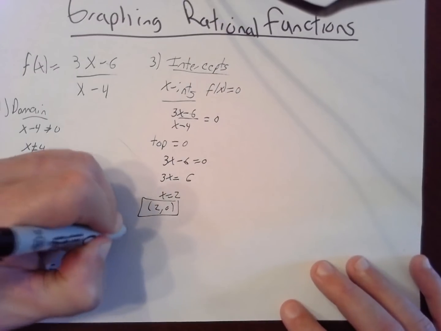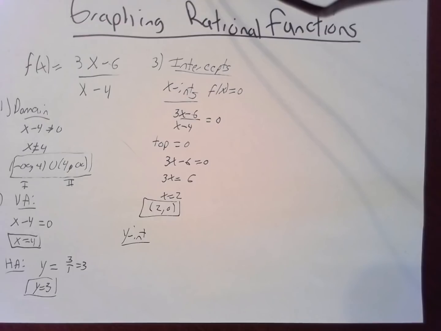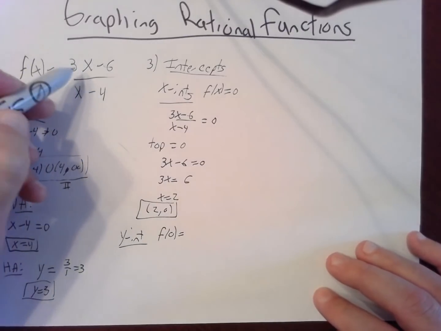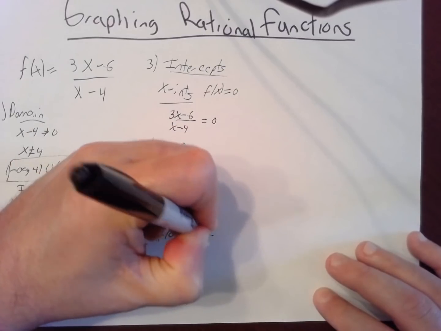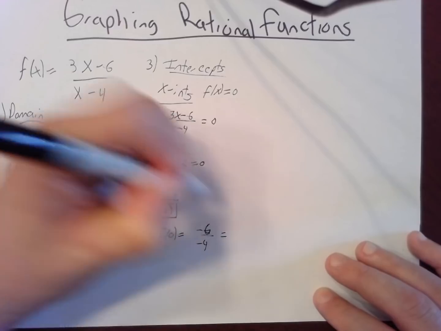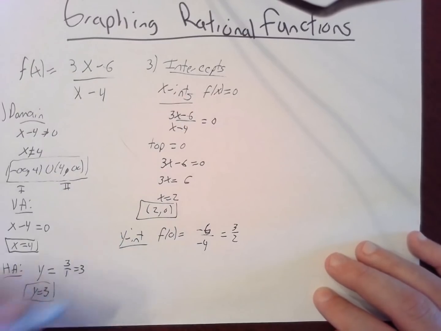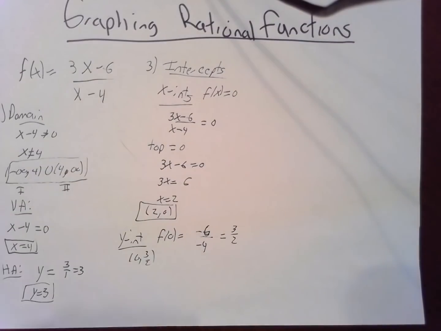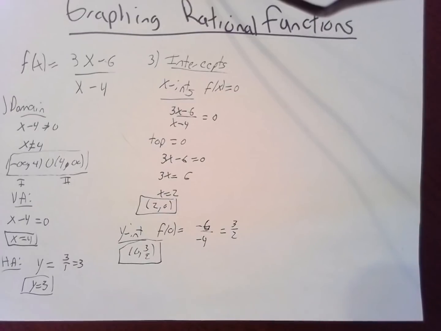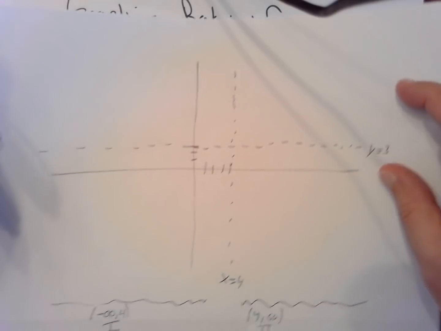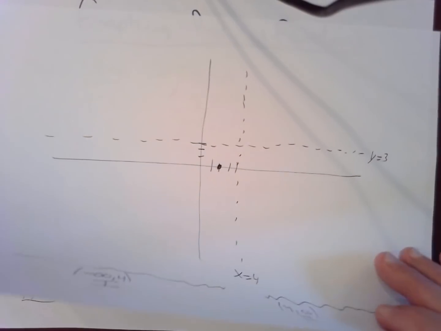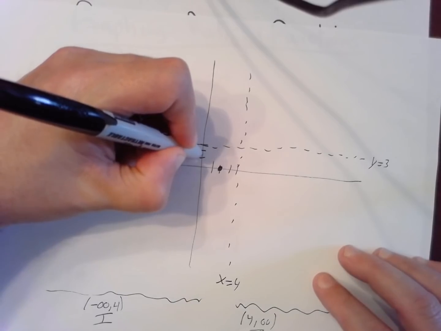Okay, y-intercept. How do we always find y-intercepts? Always. We plug in 0 for x. So we'll get 3 times 0 is 0, minus 6 is negative 6. 0 minus 4 is negative 4. That reduces to 3/2. So my y-intercept is the point (0, 3/2). I'm going to put these on my graph. As soon as I find stuff, I put it on the graph. If you wait until the end, you've got too much stuff going on. It's hard to figure out where all your information is. So we had an x-intercept at (2, 0), and a y-intercept at (0, 3/2). 3/2 is 1.5, so right there.